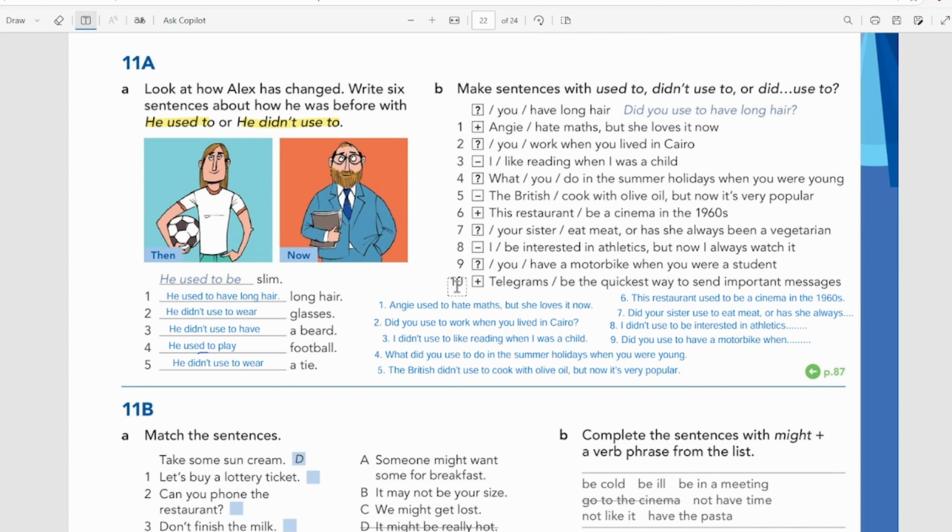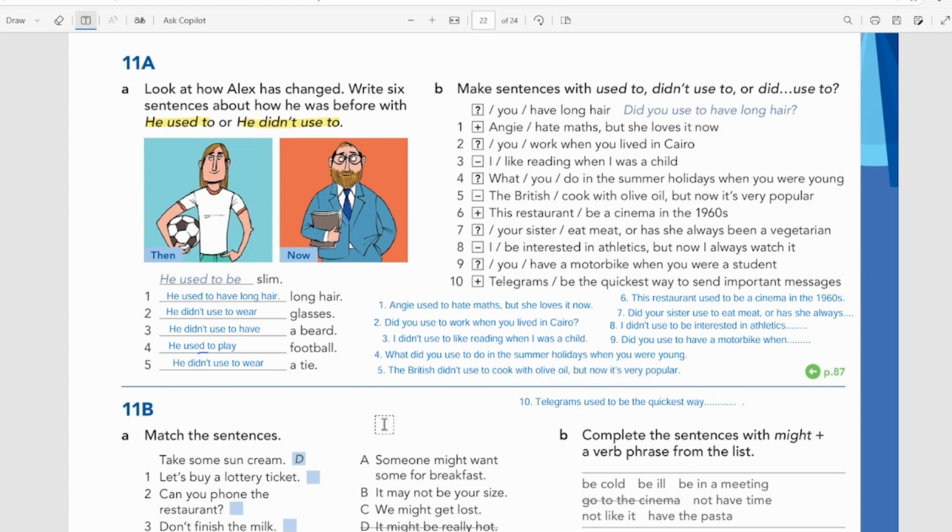And the last one is 10. Telegrams was a positive sentence, so: used to be the quickest way. I'm going to write it here: telegrams used to be the quickest way. The rest is the same, guys. I don't need to continue, to save time. That's it.